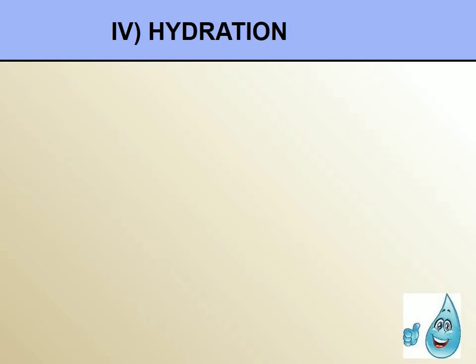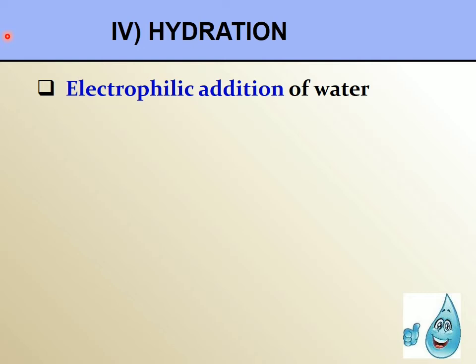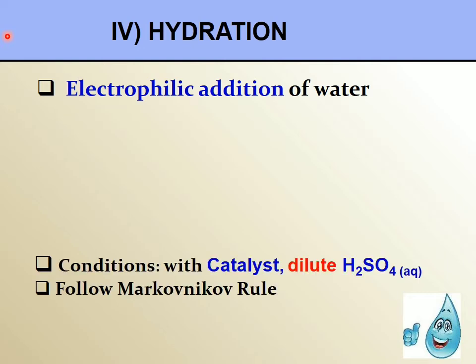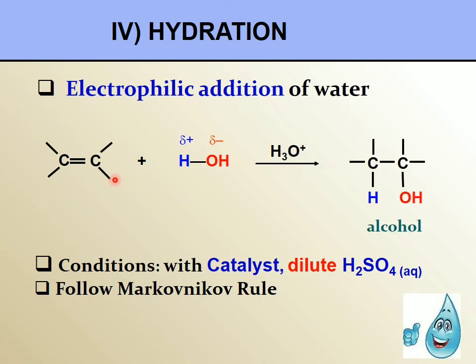Next, hydration means that H2O is added to the alkene. The condition must be in the presence of dilute sulfuric acid. When the H2O is added, we follow Markovnikov's rules, where the H is added to the carbon with the greater number of hydrogen atoms. When water is added, we get the product, which is an alcohol. So one H and one OH are added to the carbon-carbon double bond.